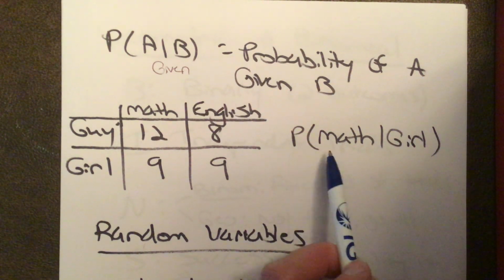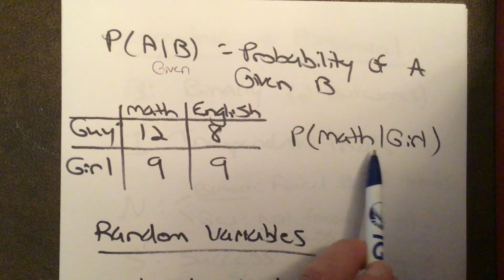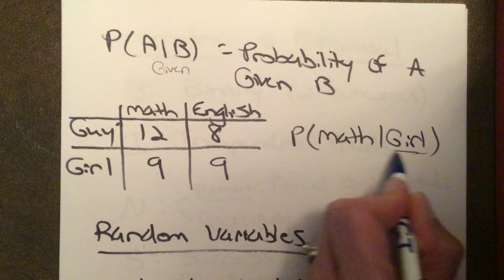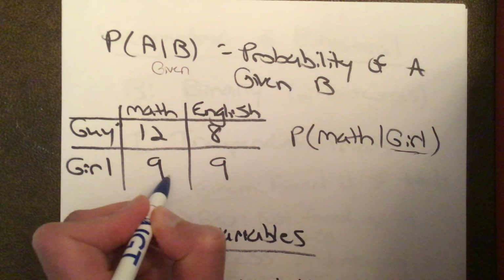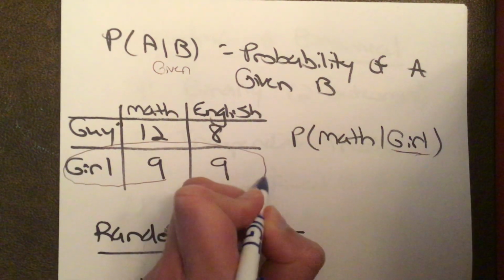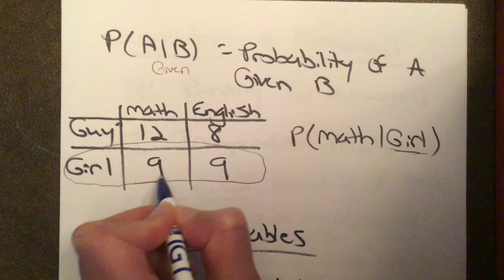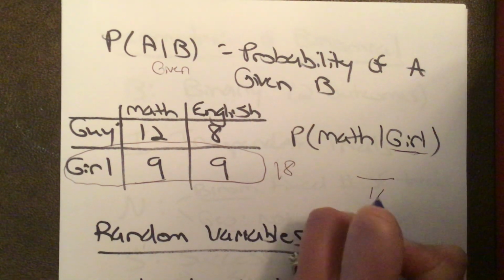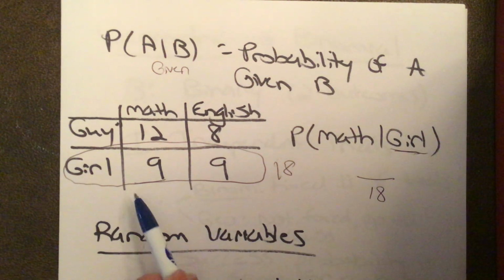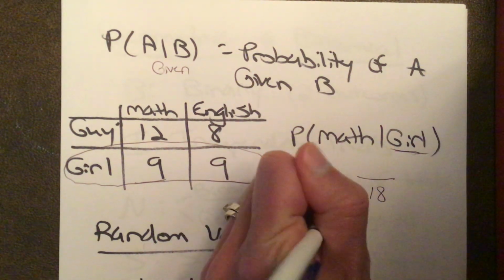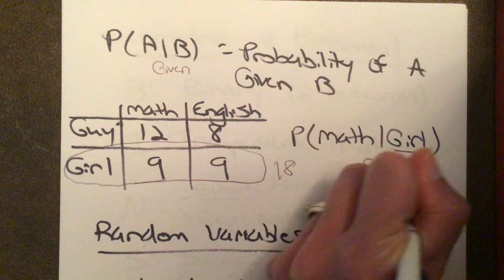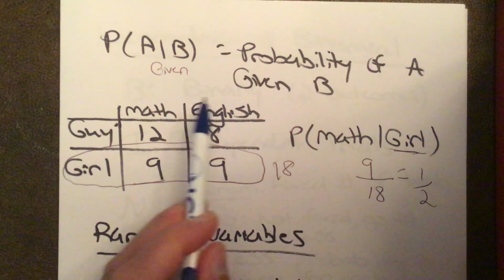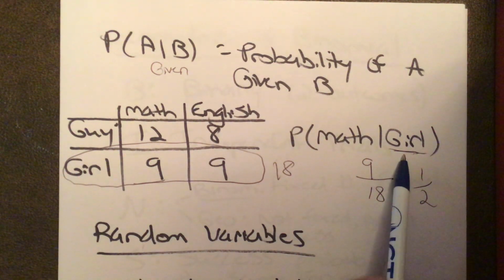For example here, what's the probability that they like math given they're a girl? It says given they're a girl, so I'm not going to look at the total of the whole table. I'm just going to look at the girl row. If I add these two up, 9 plus 9 is 18, so it's going to be out of 18. And then of those girls, how many like math? 9. So it's 9 out of 18, or 1/2. So just remember, if it's a conditional probability, you only look at the row or column that has the condition.